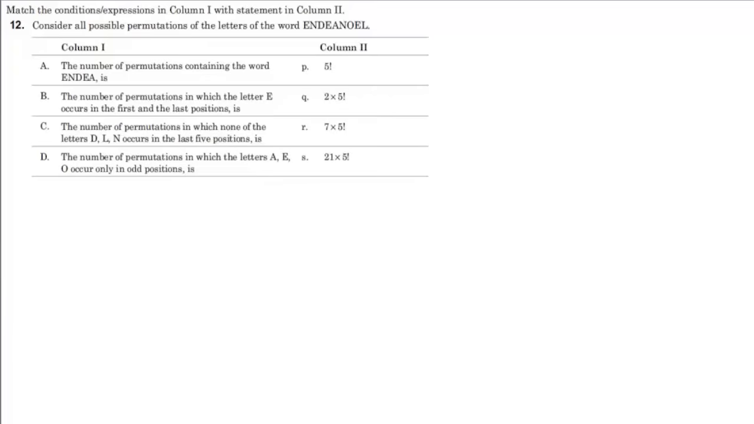Consider all possible permutations of the letters E, N, D, E, A, N, O, E, L. Now the first one is the number of permutations containing the word E, N, D, E, A. So if the permutation contains E, N, D, E, A, they are all together and arranged in the same way. That means we have to arrange the remaining N, O, E, L. Now we have 5 objects, and these 5 objects can be arranged in factorial 5 ways. So this A matches with B.